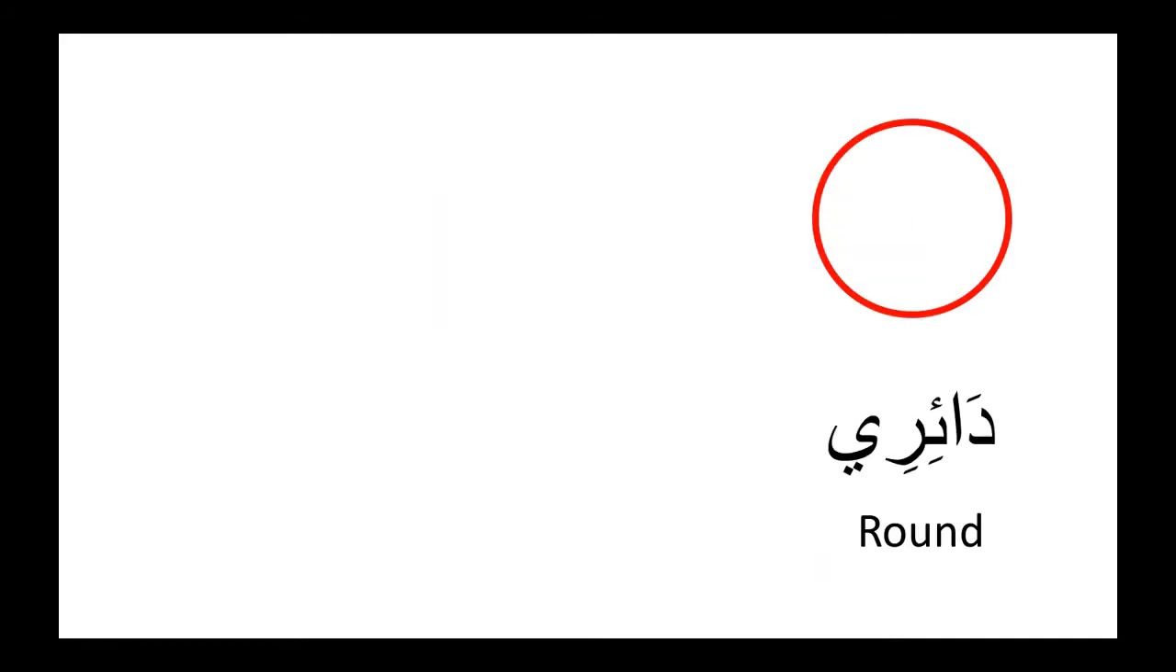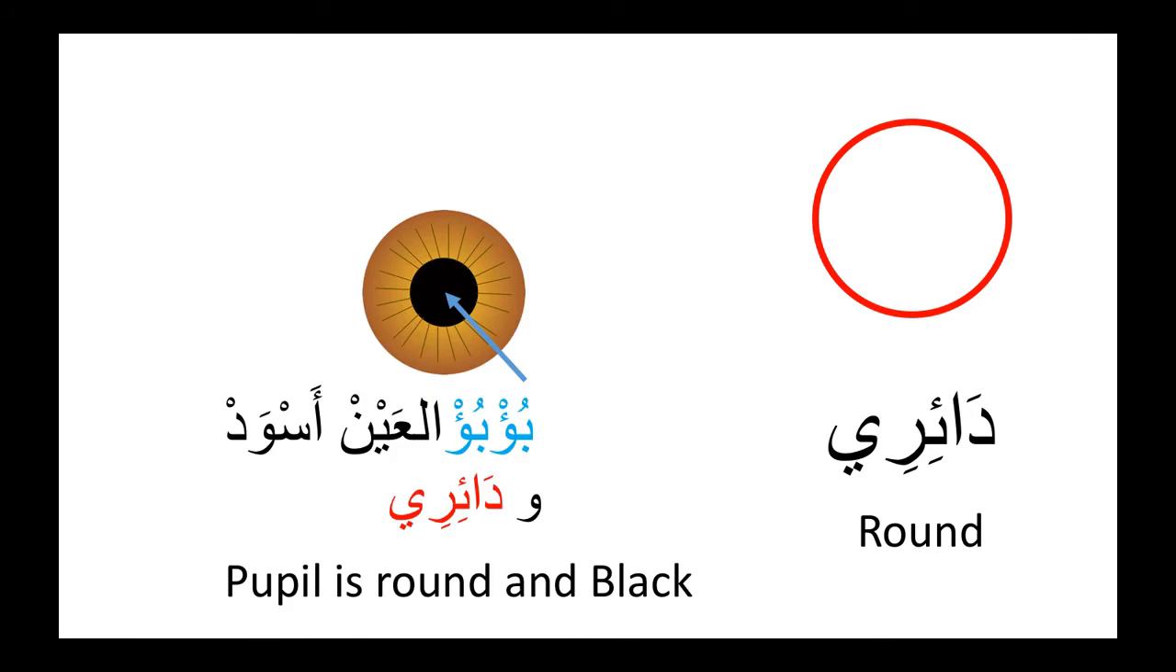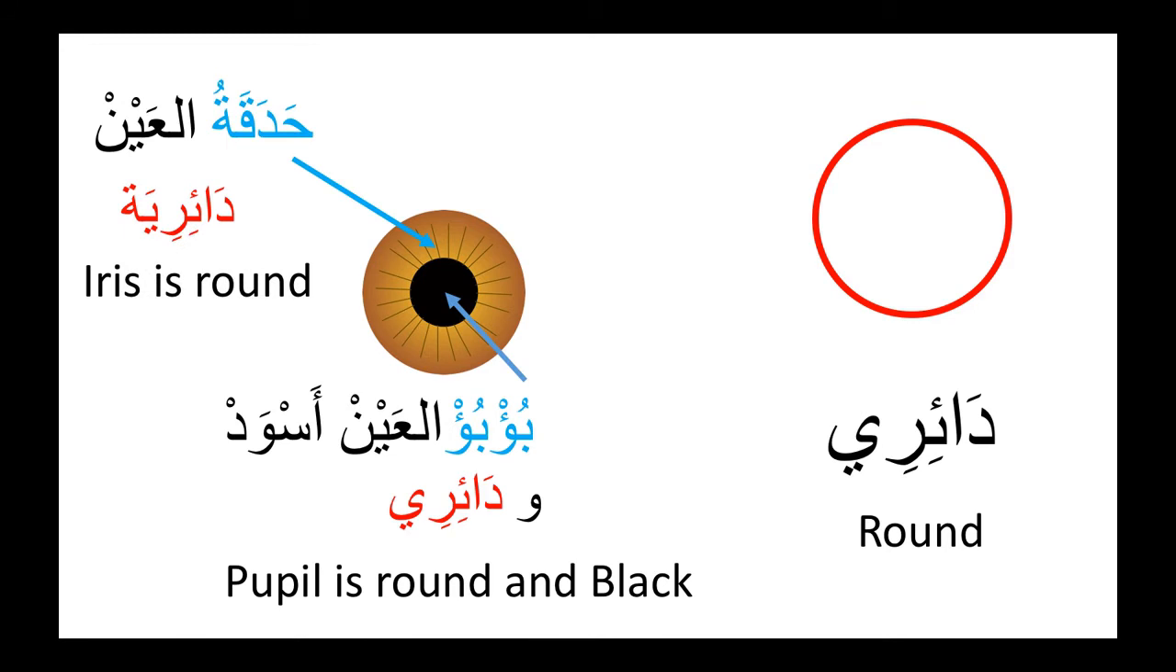As an example, we have بؤبؤ العين. بؤبؤ العين أسود ودائري. أسود is black. ودائري is round. بؤبؤ العين أسود ودائري. حدقة العين دائرية.